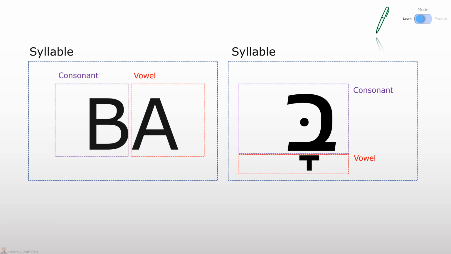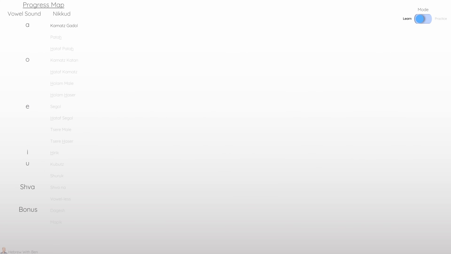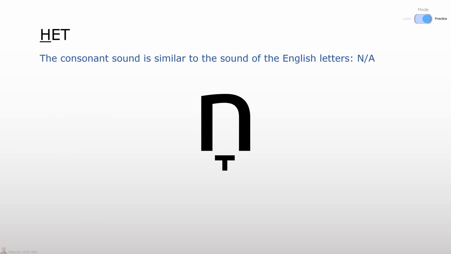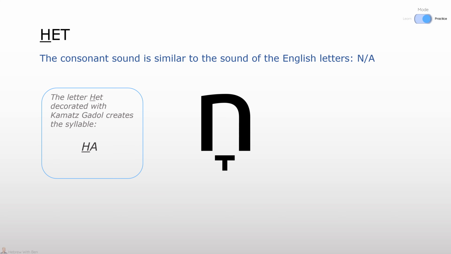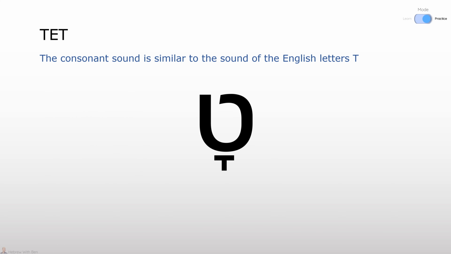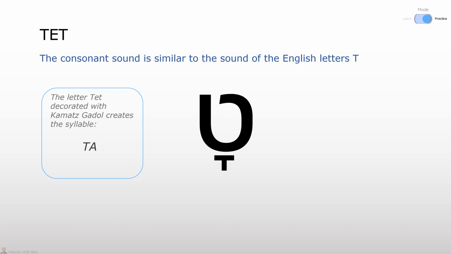Let's see more examples. If you don't recognize a certain consonant, I suggest you go over the alphabet letters again and practice the consonant sounds. The letter Chet with Kamatz Gadol gives us the syllable Cha. Cha. The letter Tet with Kamatz Gadol gives us the syllable Ta. Ta.